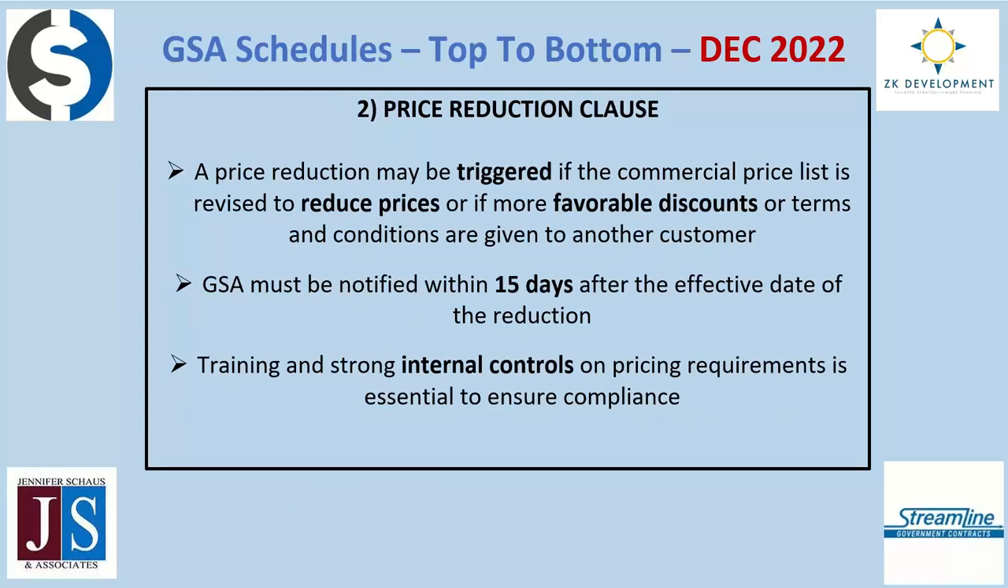Okay. Should this happen, we're going to talk about the price reduction clause. What you need to be aware of is that, back to your most favorite customer, you want to make sure that you are not giving your most favorite customer a more favorable price than GSA. If this happens, you want to notify GSA within 15 days. That's the condition. And GSA does have a lot of penalties throughout their clauses.